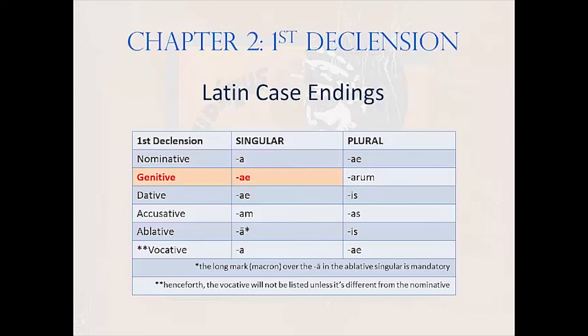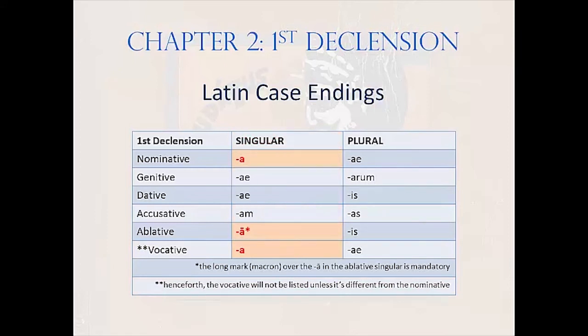The genitive singular is represented by the diphthong spelled A-E and pronounced I. The dative singular uses the same form. The accusative singular uses A-M. The ablative singular uses a long A, I'll talk about that in a second, and the vocative a short A. Those are the singular endings of the first declension.